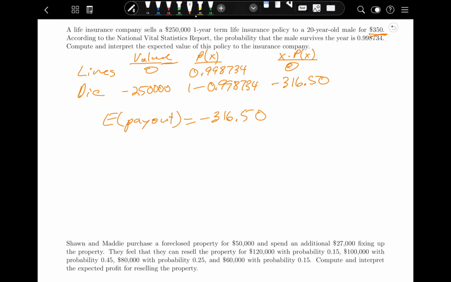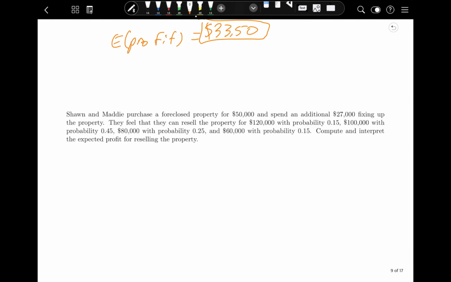For every insurance policy, they charge $350. So their expected profit is the sum of those two, the difference between these two numbers, which is $33.50. So on average, on an insurance policy to a 20-year-old male, they're making $33.50. Okay. So that's the idea for that one.